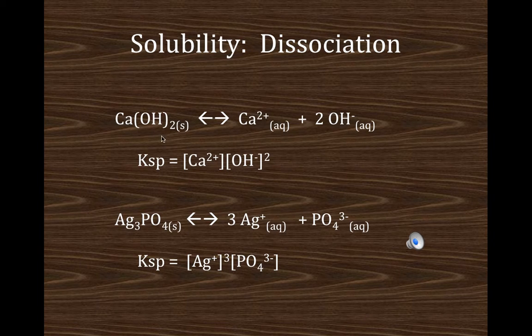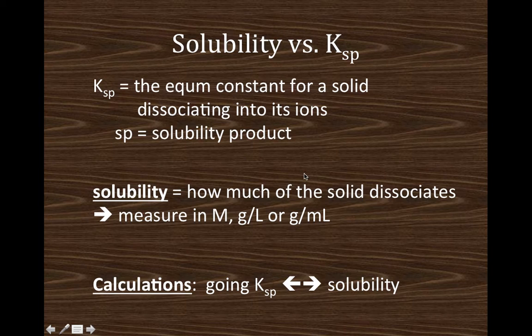Notice we do not include what's on the left of the double arrows because they're solid and the concentrations don't change. So we're looking at the concentration of ions multiplying together. That part should be easy. So Ksp is the equilibrium constant for a solid dissociating or splitting into its ions. So the Sp comes from solubility product.